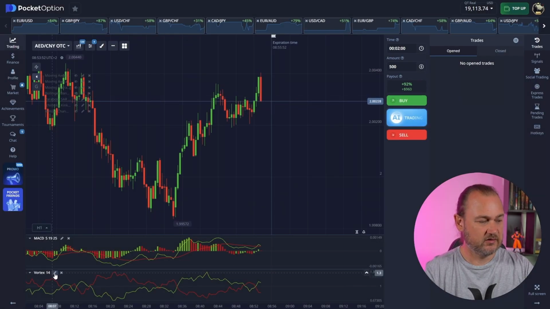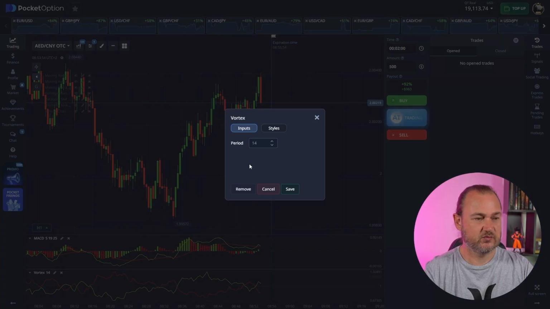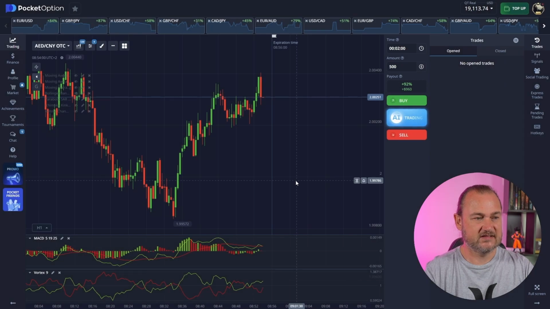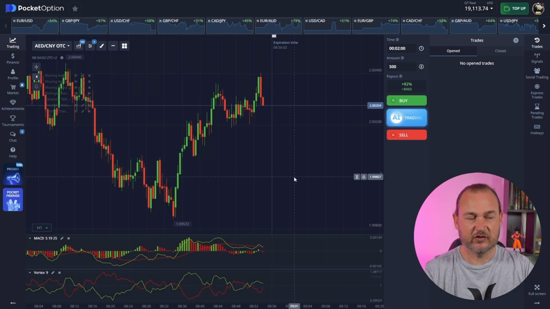Next up, we're going to make some changes to the vortex indicator as well. We're going to change this vortex period to 9. Okay, that's it. That's our setup for our indicators.